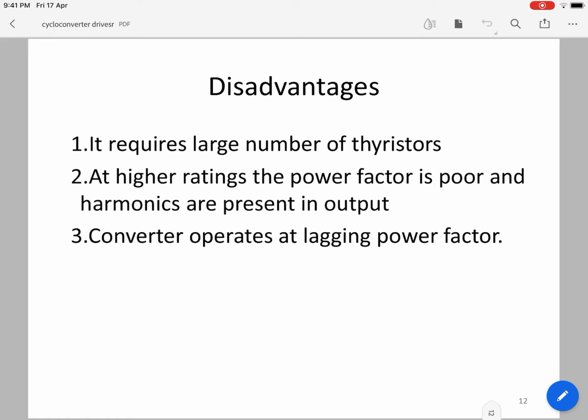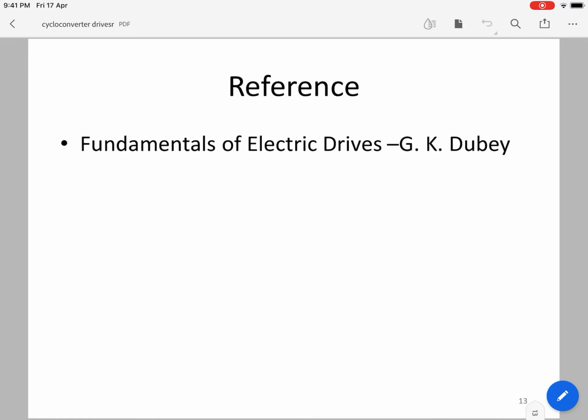It has certain disadvantages also, which are summed up here. It requires a large number of thyristors, so the hardware required is more, which makes it more expensive. At higher ratings, the power factor is poor and harmonics are present in the output, and the converter operates at lagging power factor. So this is about the cycloconverter control of drives, and the reference is Fundamentals of Electric Drives by G.K. Dubey.